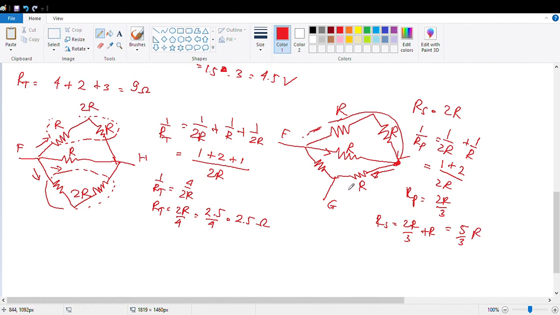Okay, after that, parallel with the R here. You already count until here. 5 per 3 R, then parallel with R, right? So for the R total, I use the simple formula, product over sum. So 5 per 3 R times R over 5 per 3 R plus R. So 5 per 3 R square divided by 3 per 3 plus, 8 per 3 R.